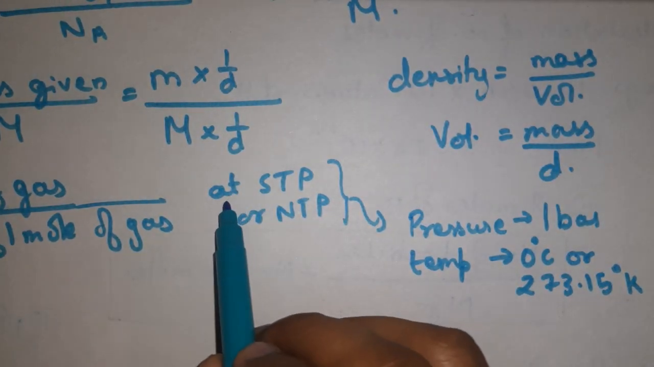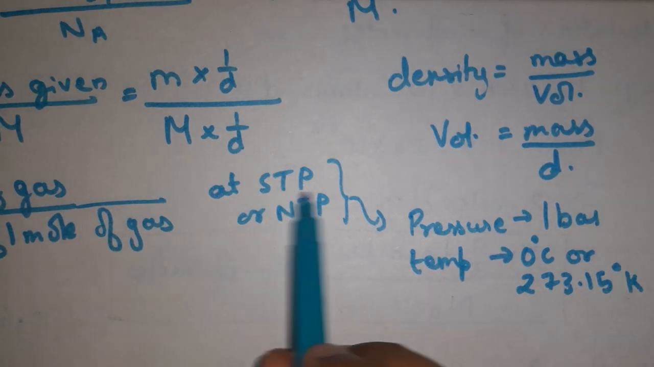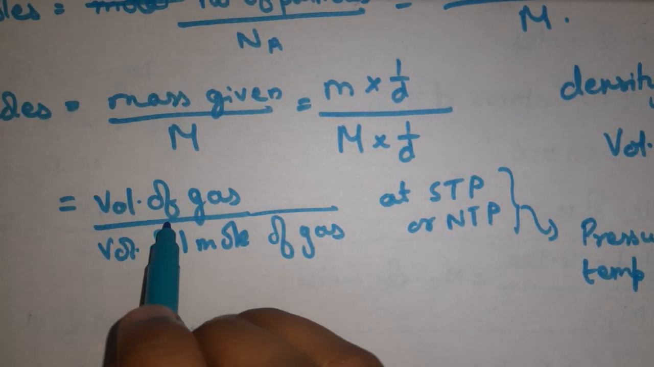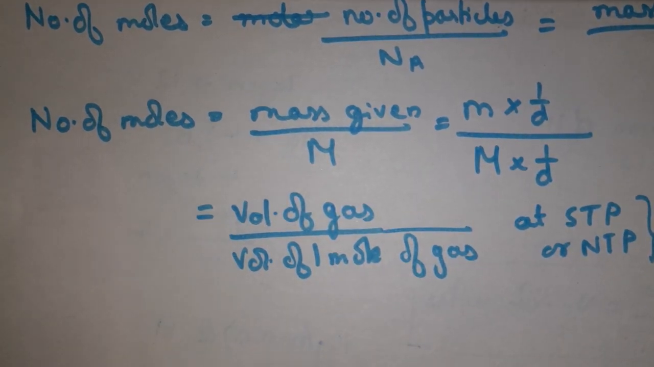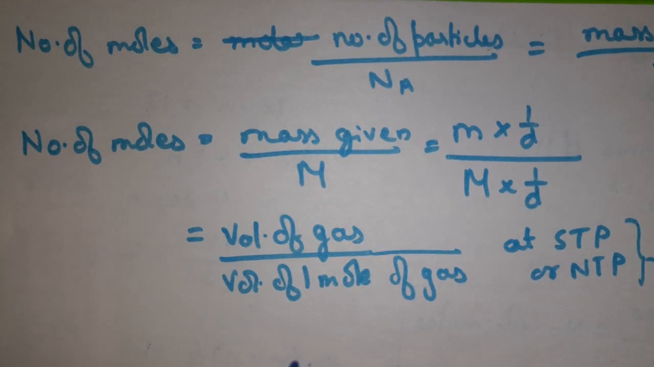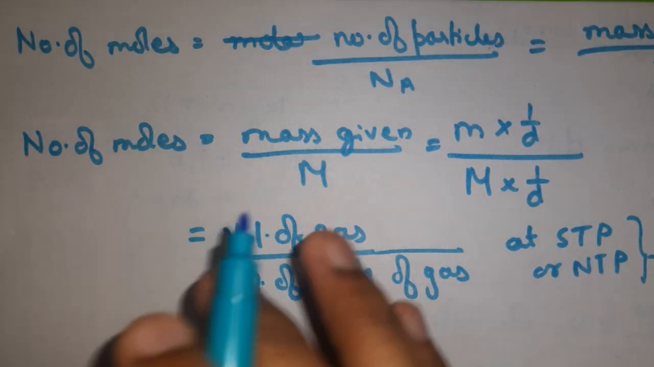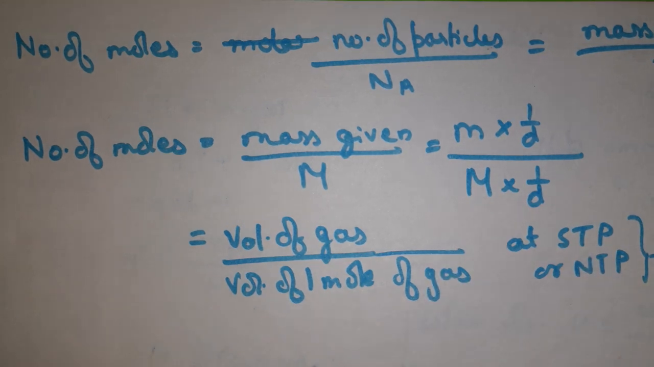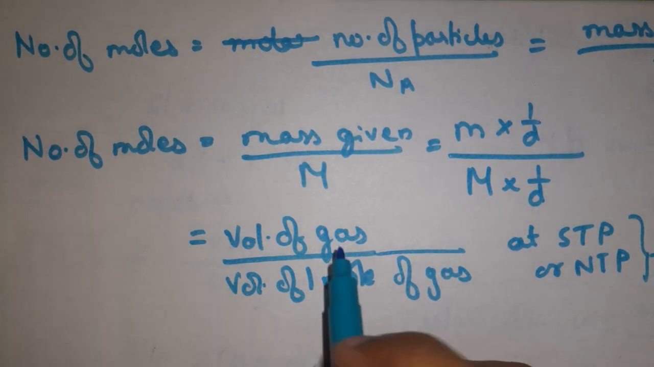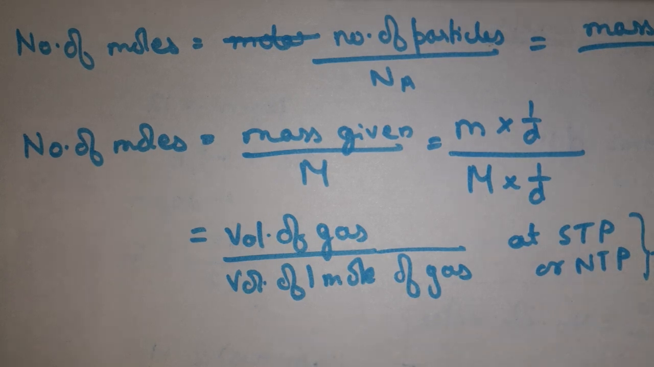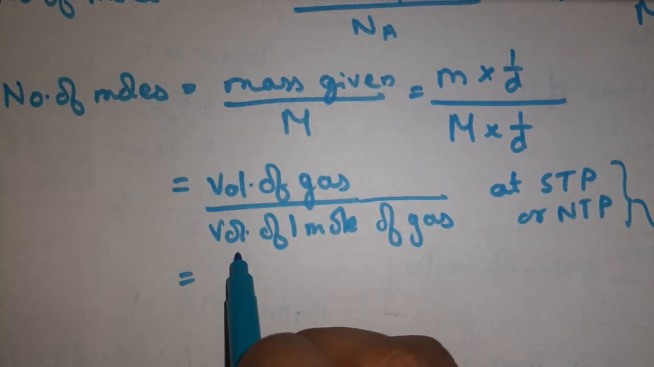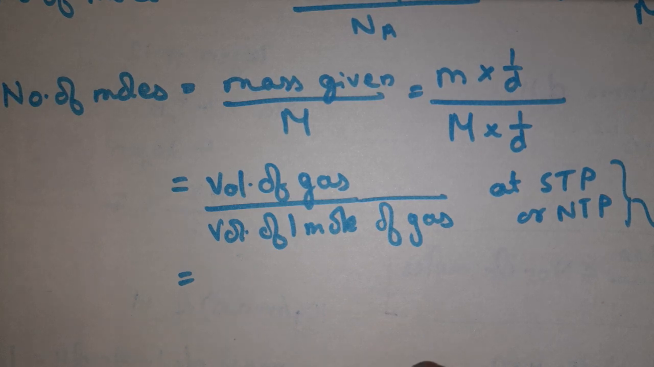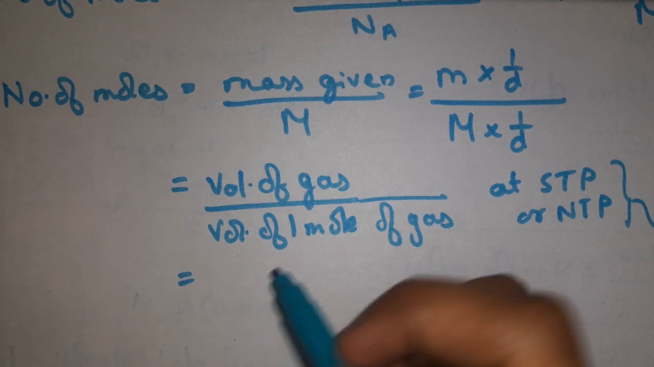And if the gas is at STP and NTP, only then can we use this formula of number of moles of gas. Now I need to explain why this formula can only be applied for gases and not any other thing. That's because, what I feel is, we know that volume of 1 mole of any gas is the same, because there's this law.